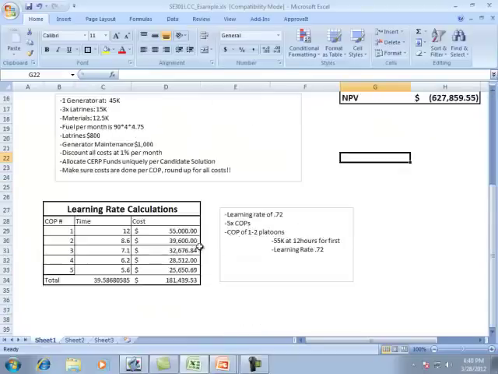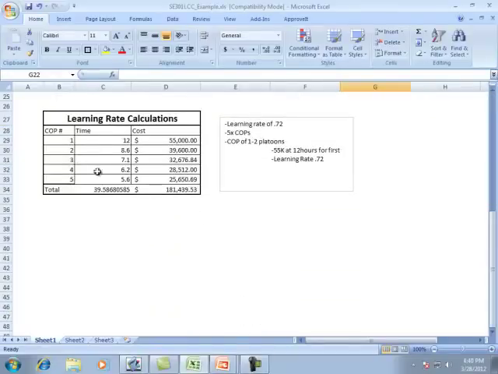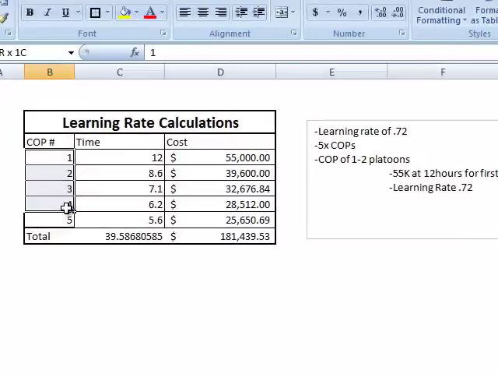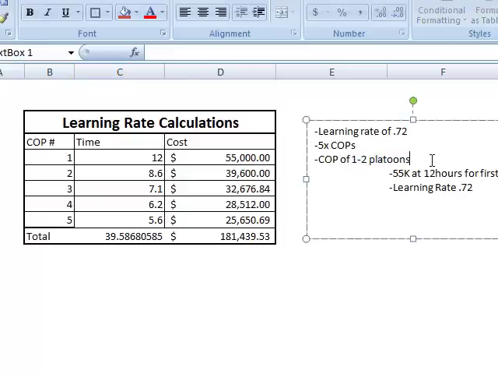Okay, so the first thing we do is our learning rate calculations. In this example, I'm building 5 COPs, and I'm saying at each COP I'm going to have 1 platoon, so I'm going to build the 1 to 2 platoon size. Clearly, you're going to have more than one platoon per COP, so just make sure that you adjust your numbers accordingly. So I've got 5 COPs, of course, my learning rate of 72%.